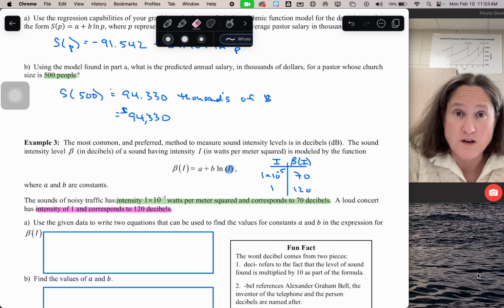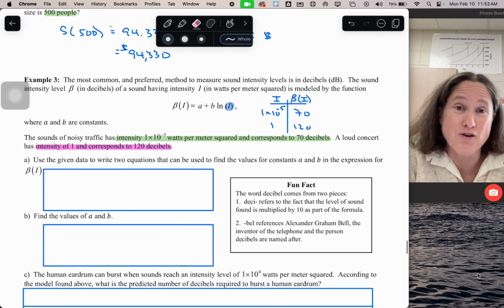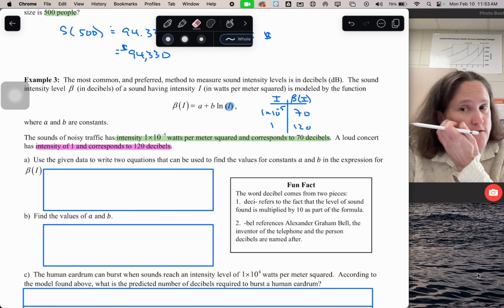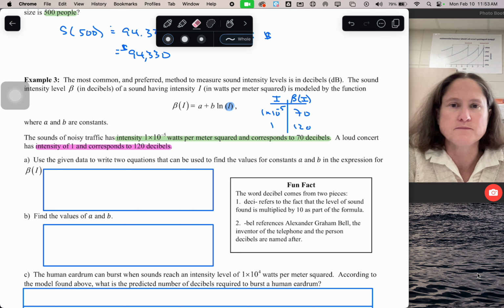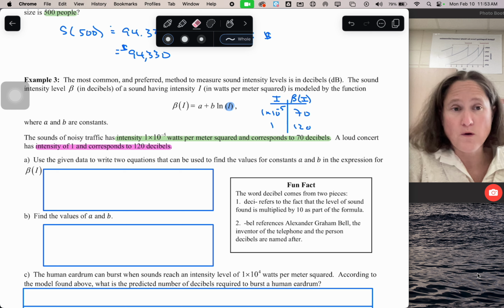Go ahead, pause this video. Enter that into your L1 and L2 so that you can run your regression model for your intensity level and your decibel level. Okay, hopefully you were able to do this.